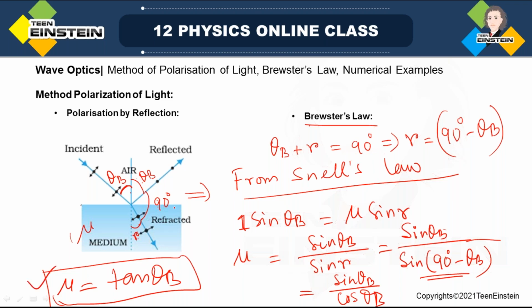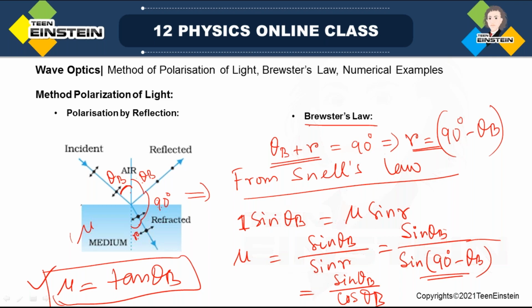This equation is known as Brewster's law. I'll just repeat the derivation once again. We have taken theta b as that particular angle of incidence for which the reflected ray and refracted ray will be perpendicular to each other. So from the geometry, theta b plus 90 degrees plus r has to be total 180 degrees, and from there theta b plus r is 90 degrees, and from there I can find out the angle of refraction.